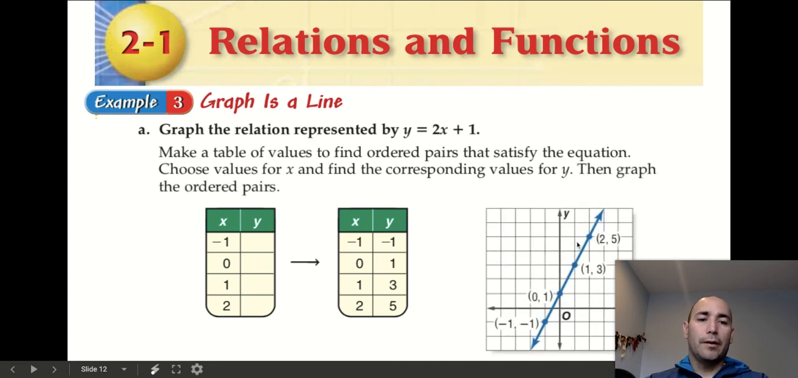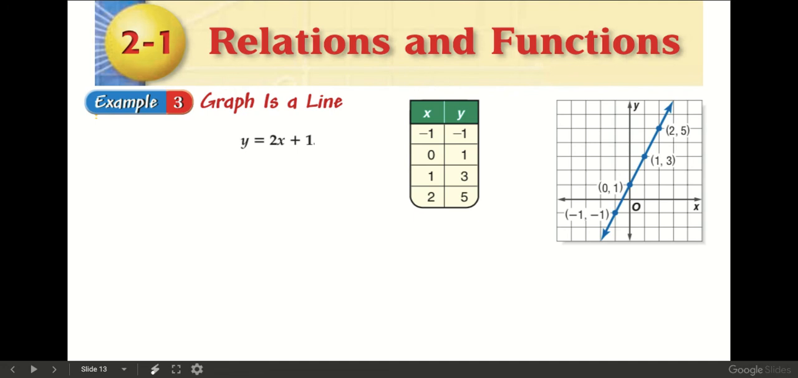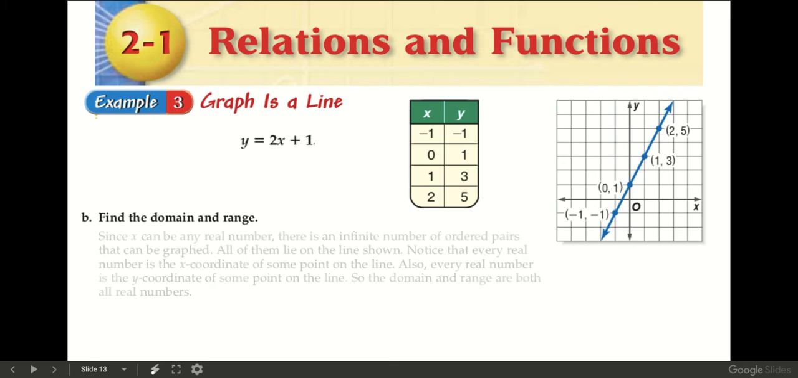So here, in my graph, I can see that it is a line. And hopefully you remember that this is your slope and your y-intercept, slope-intercept form. That would be another method of doing it. And again, if I want to find the domain and range of this, the domain is, again, all your x coordinates.